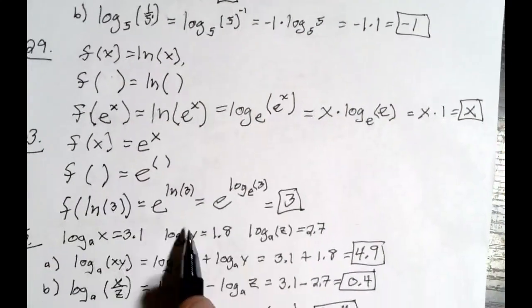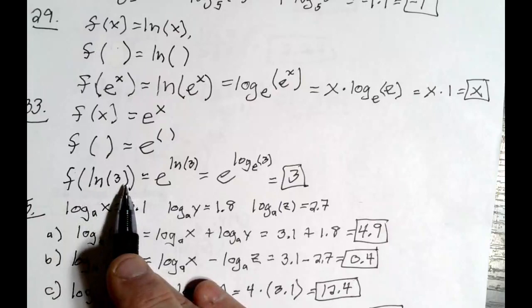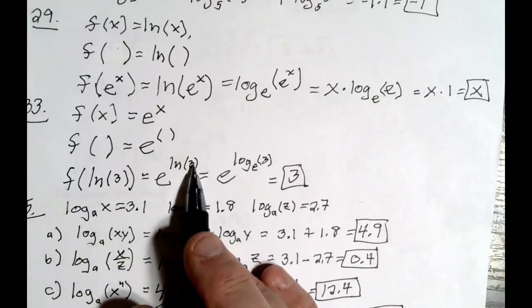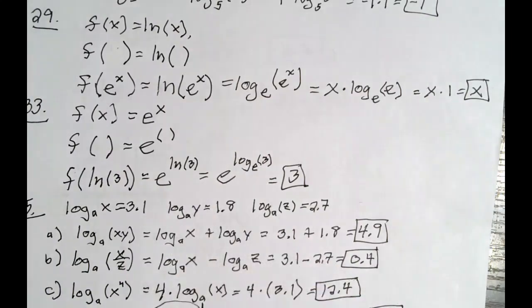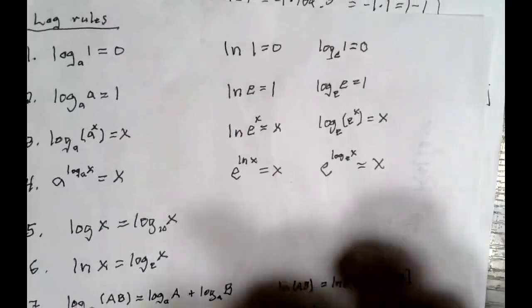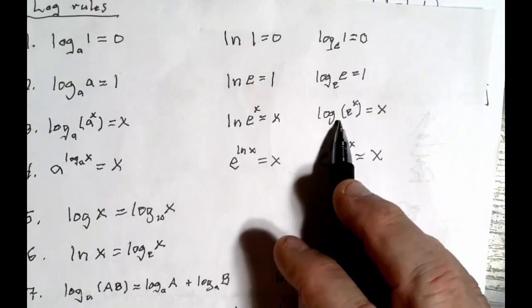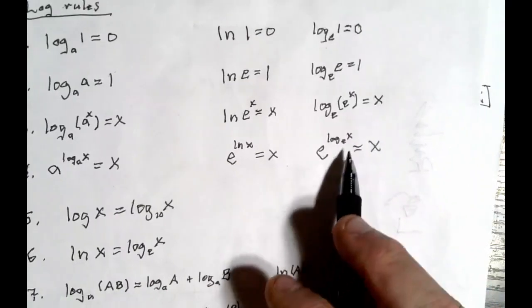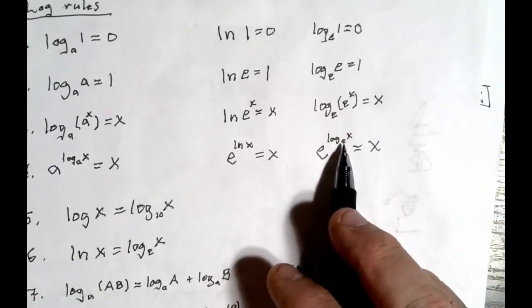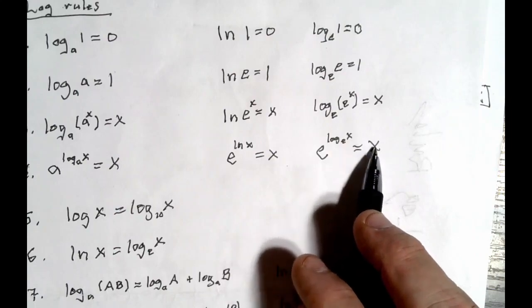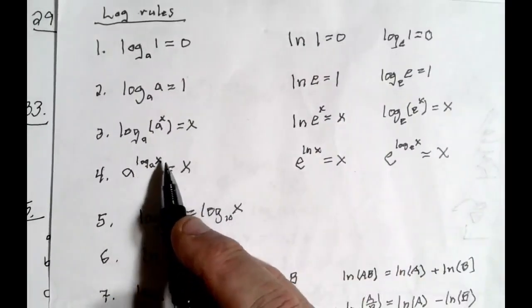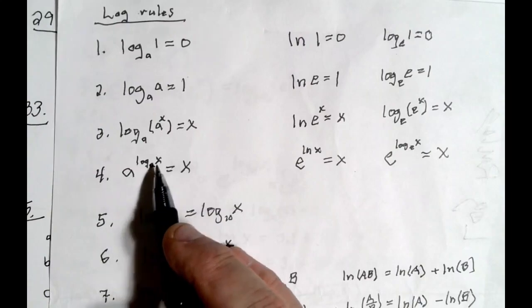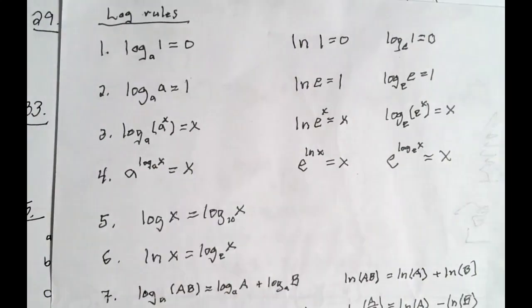F of x equals e to the x, and they plug in ln of 3, so they're asking you e to the ln of 3. Well, that's e to the log base e of 3. And if you look here, the e and the e match, so the answer is just the exponent, or the third number there, x. Just like over here, a raised to the log base a of x equals just x. If these two guys match, then the answer is just this third guy.